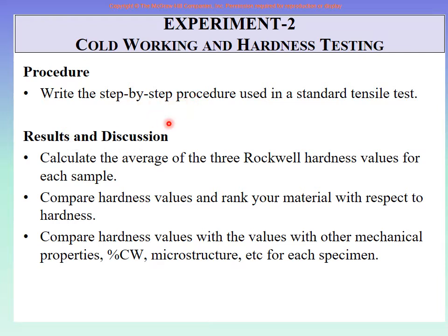In the results and discussion, calculate the average of the 3 Rockwell hardness values for each sample. We will take one sample and, you will see in the video, take values at different points. You have a sample, you take a hardness value here, here, and here, so that you take at least 3 or 4 readings and then take the average of those readings so that you are right.